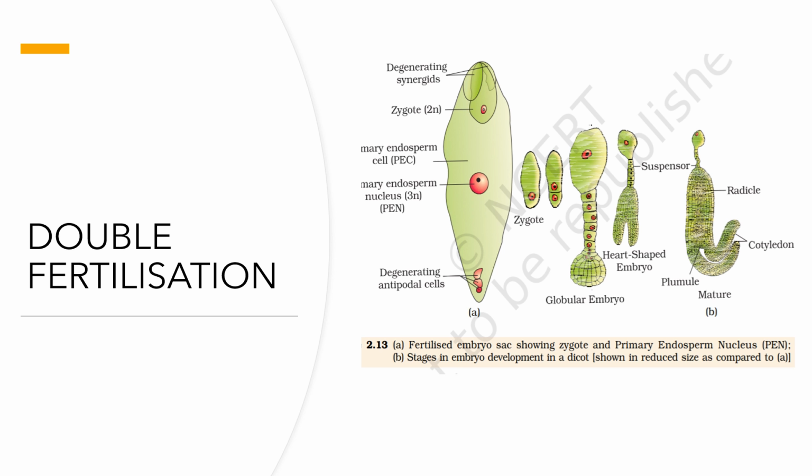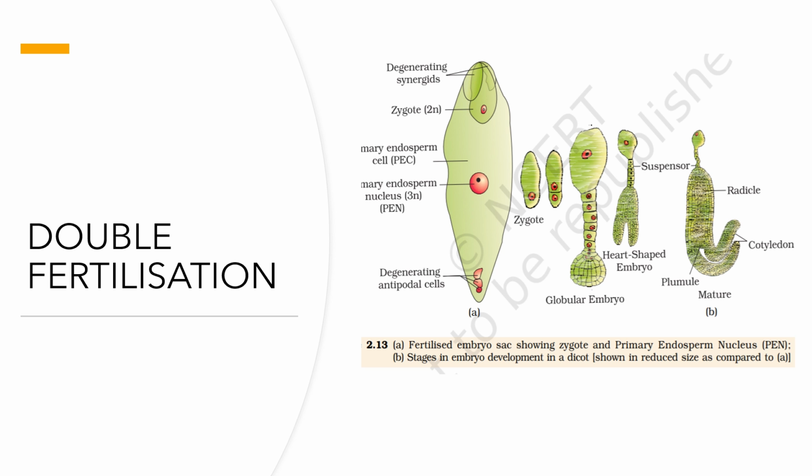Now, what happens to the triple fusion? The central cell after triple fusion becomes the primary endosperm cell and develops into endosperm, while the zygote develops into the embryo. We have done it earlier.